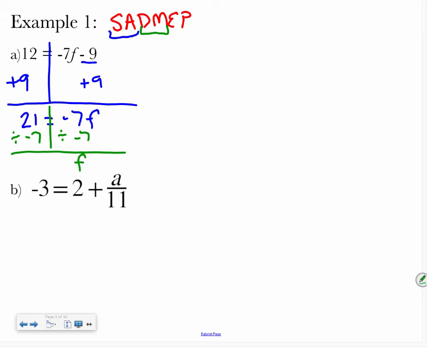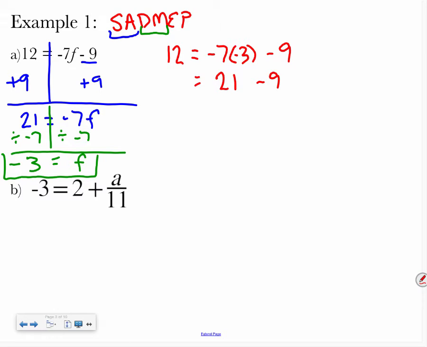So now I'm left with f on the right side, and 21 divided by negative 7. Let's see, positive divided by a negative is a negative, and 21 divided by 7 is 3. So we know negative 3 must be our answer for f. We can always plug it in to check. So is 12 equal to negative 7 times negative 3, minus 9? We have negative 7 times negative 3, that's a positive 21, minus 9. 21 minus 9 is 12. So we know that negative 3 must be our answer.